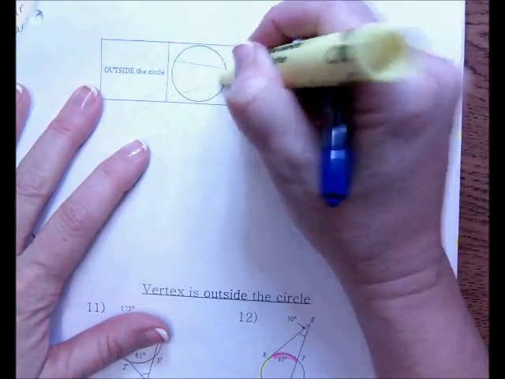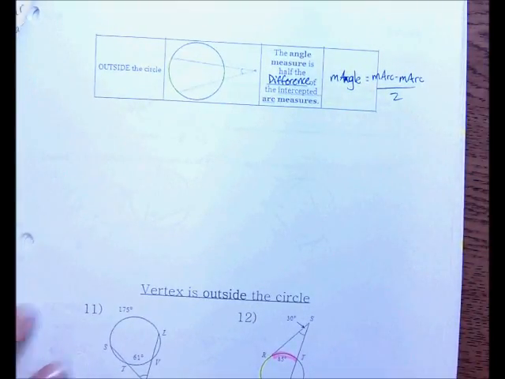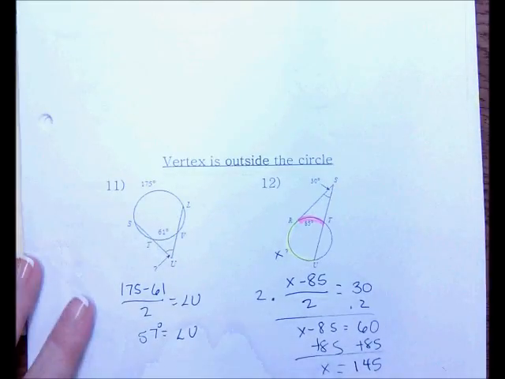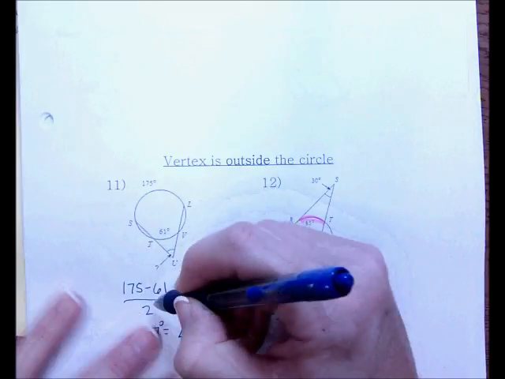So looking at number 11, it is quite simple. I have my intercepted arc measures, 175 minus 61 divided by 2, and so my angle U is 57 degrees.